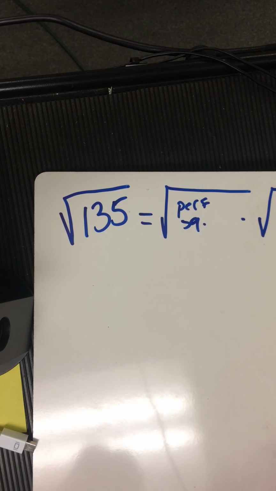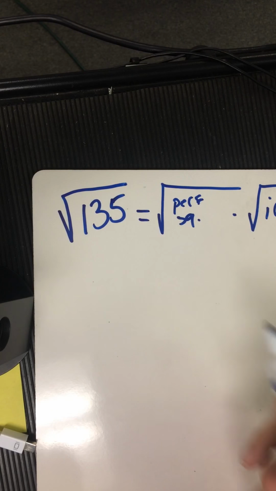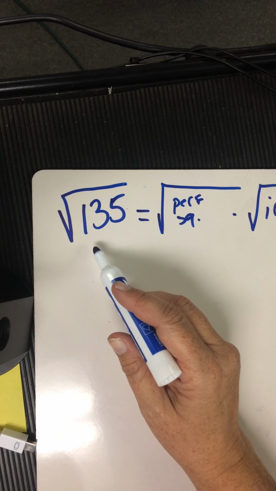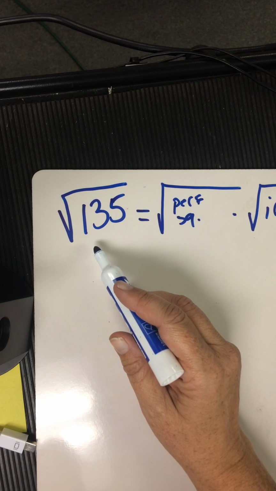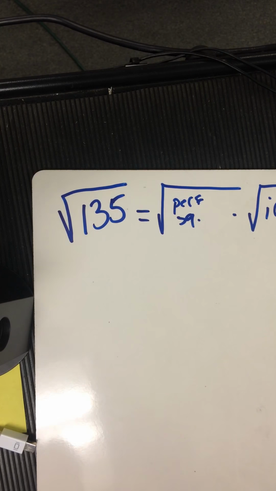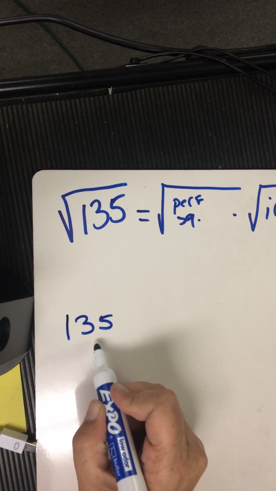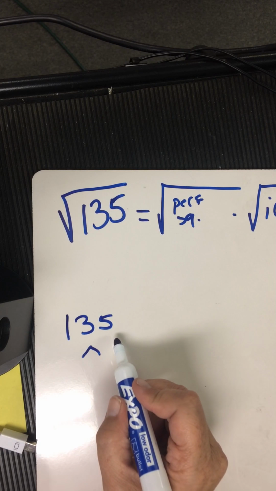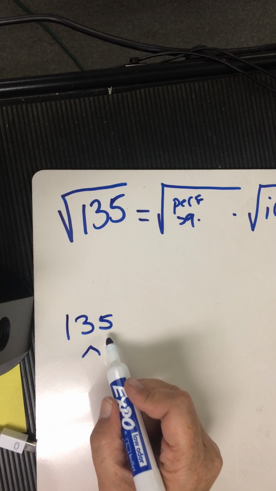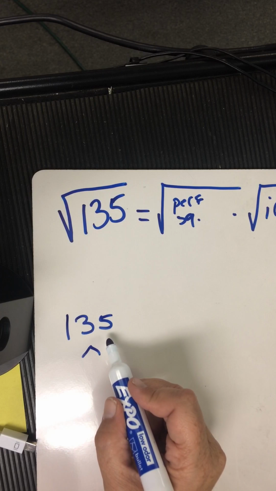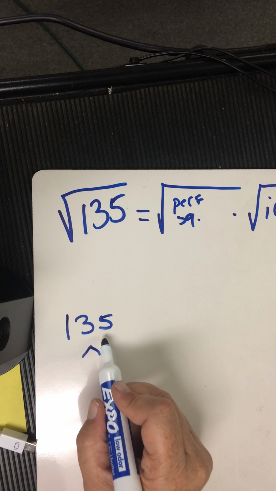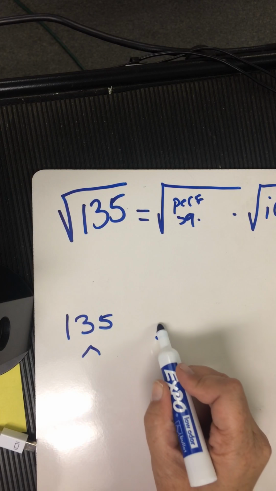So first thing we need to do then is consider, does 135 have any perfect squares? Well, off my head I can't tell. So one thing I can do is make a factor tree. So if I do 135, usually I start with dividing by 2, but since this is an odd number, I can't divide by 2. It ends in a 5, so I could divide 135 divided by 5.